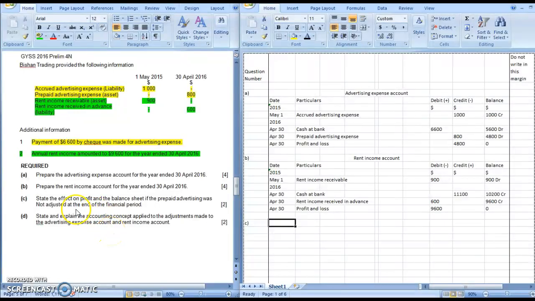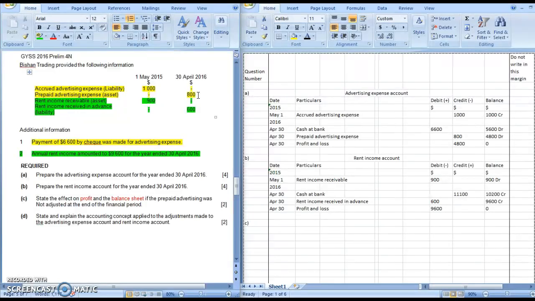Part C states that you are required to state the effect on profit, two parts, and a balance sheet if the advertising expense, the prepaid advertising, was not adjusted at the end of the financial period. So let's focus down to the prepaid advertising expense, and here it is. In the second row, there's an amount of $800 on 30th of April 2016.